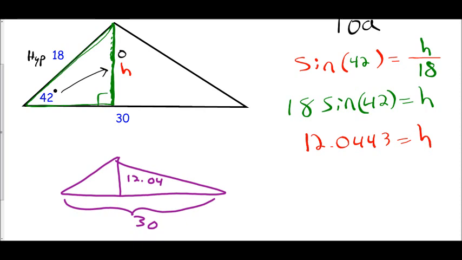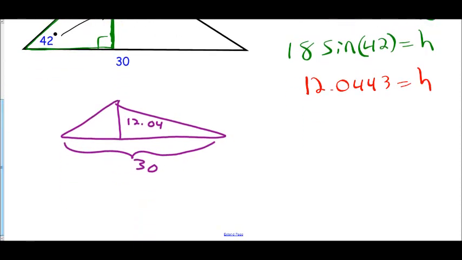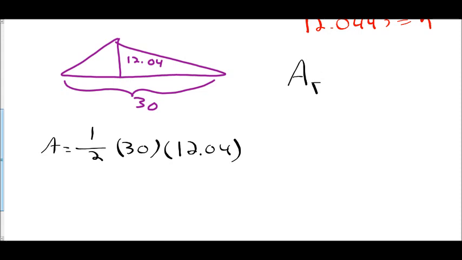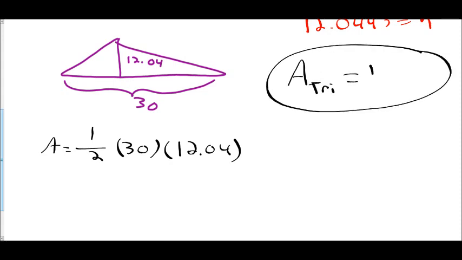So what do we know to be the area of a triangle? What is the formula for the area of a triangle? The area is equal to 1/2 base, which is 30 in this case, times height, which is 12.04. Okay, and when we multiply that through, we get 15 times 12.04. So the area of our triangle is equal to 180.6 units squared, 0.66 or whatever. So we should have units squared. All right. So that should be the area of our triangle.